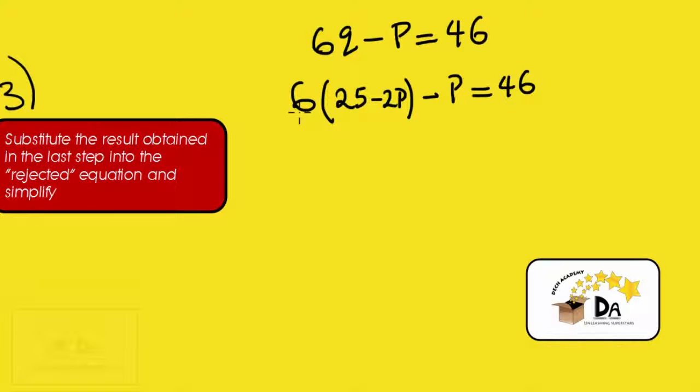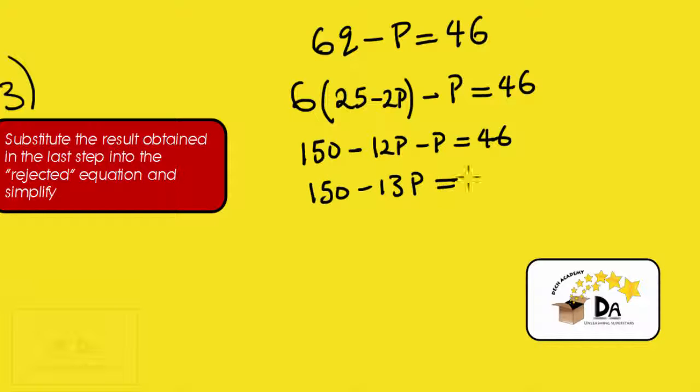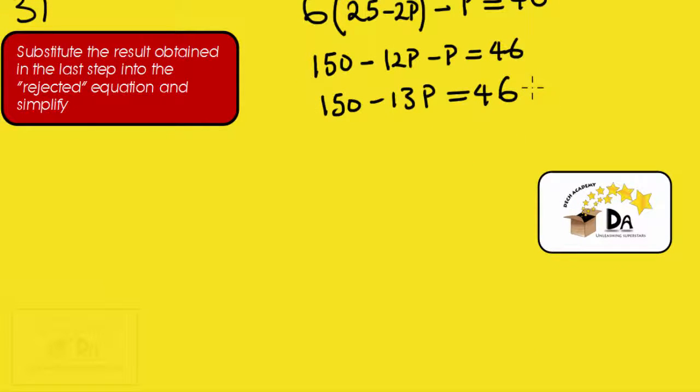So now I'm going to simplify. 6 times 25 is 150. Minus 6 times 2p is 12p. Minus p equals 46. So this is 150 minus 13p equals 46. So step 3 is complete. I'm going to call the equation obtained in step 3 equation 3.